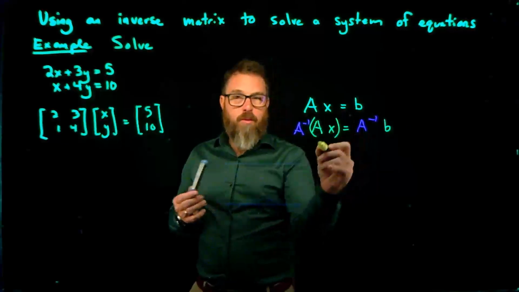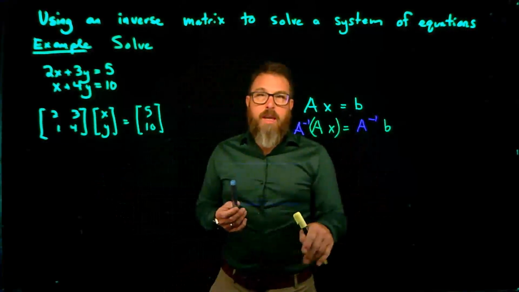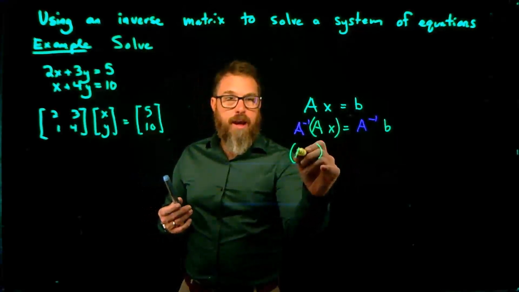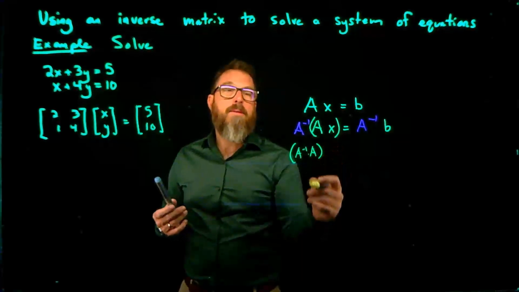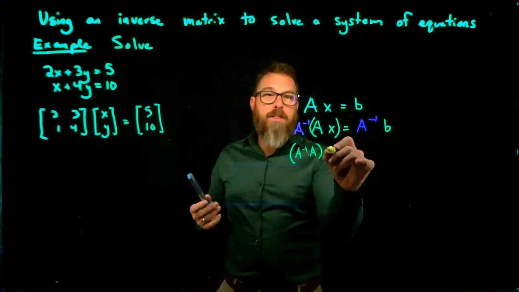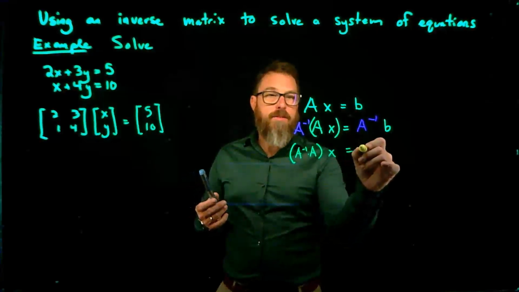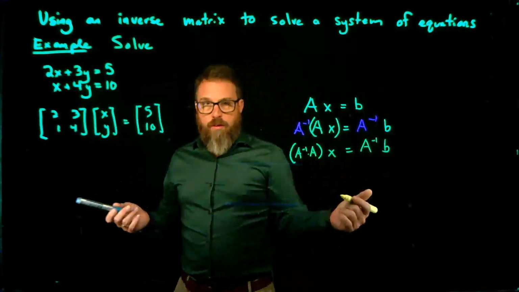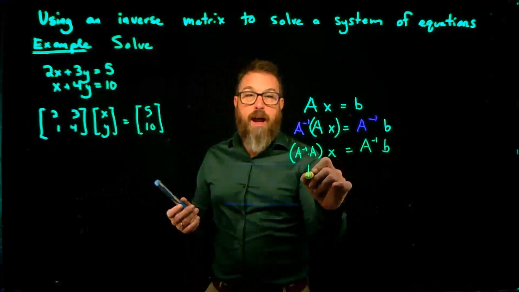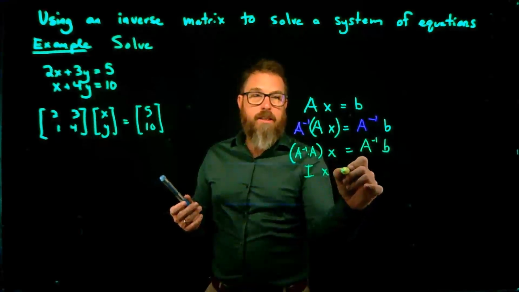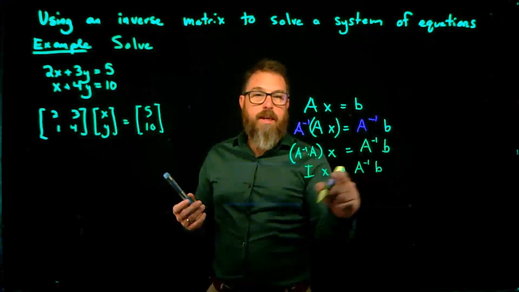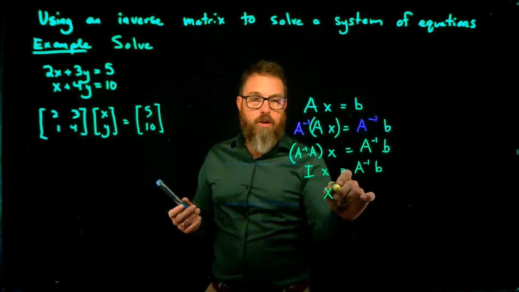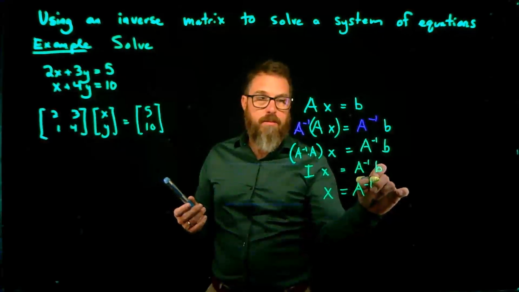Now remember, we're multiplying the A and the X right now, and we know that multiplication of matrices is associative, so I can combine this A inverse and this A. What I mean by that is I can multiply that first and then this X second, and then I have A inverse B. Now A inverse times A, we covered in the last lecture, is just I, so I times X is equal to A inverse B. And I times X, well, I is the identity matrix, it's just going to give you X back. So we're going to have X is equal to A inverse B.